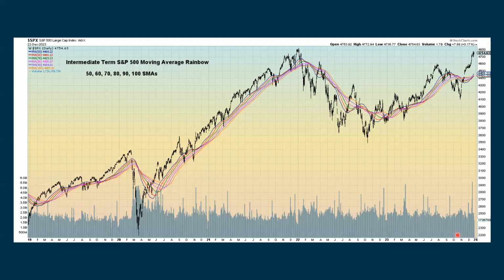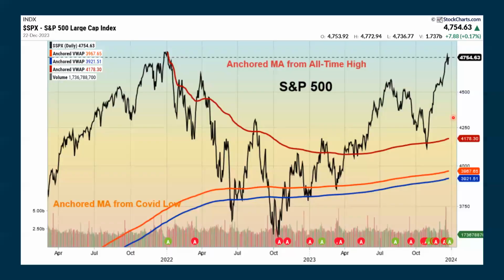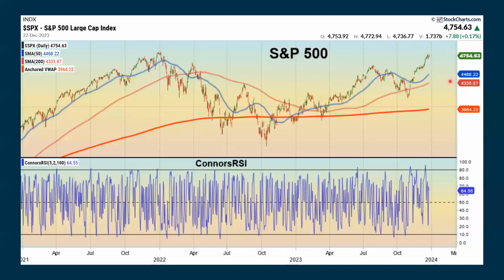And then some intermediate term charts. Here's a rainbow chart going from 50 periods up to 100 periods, and the lines are really starting to turn back up, suggesting that the intermediate term trend continues to be positive. And this is the anchored moving average going back to the all-time high. That's the red line. We had come down here in October when the market was under pressure, but now we've been shooting up away from that, so I haven't been including this chart.